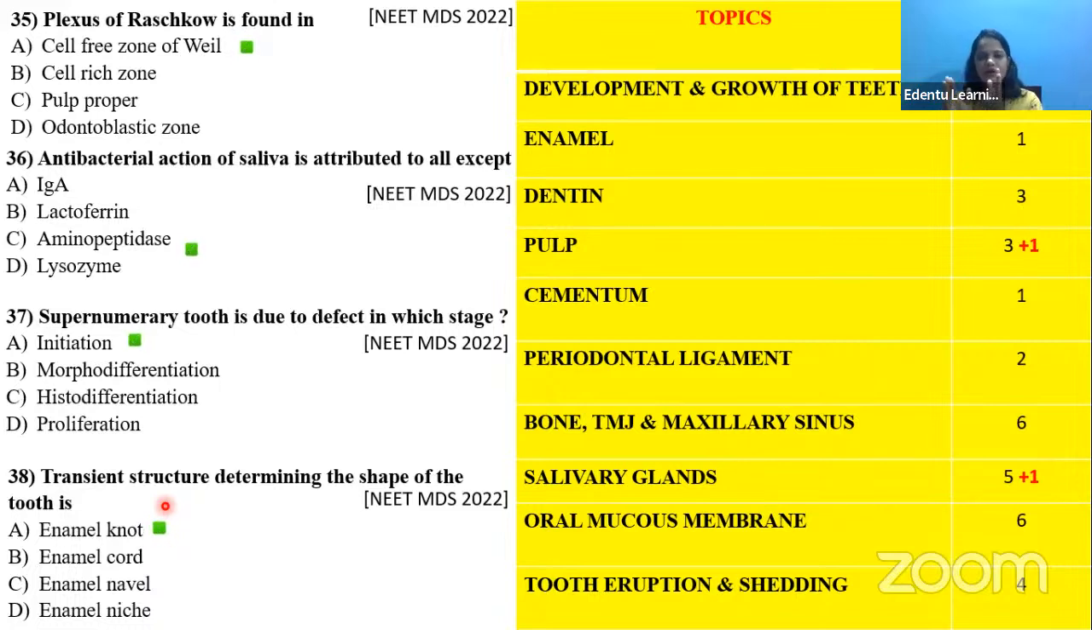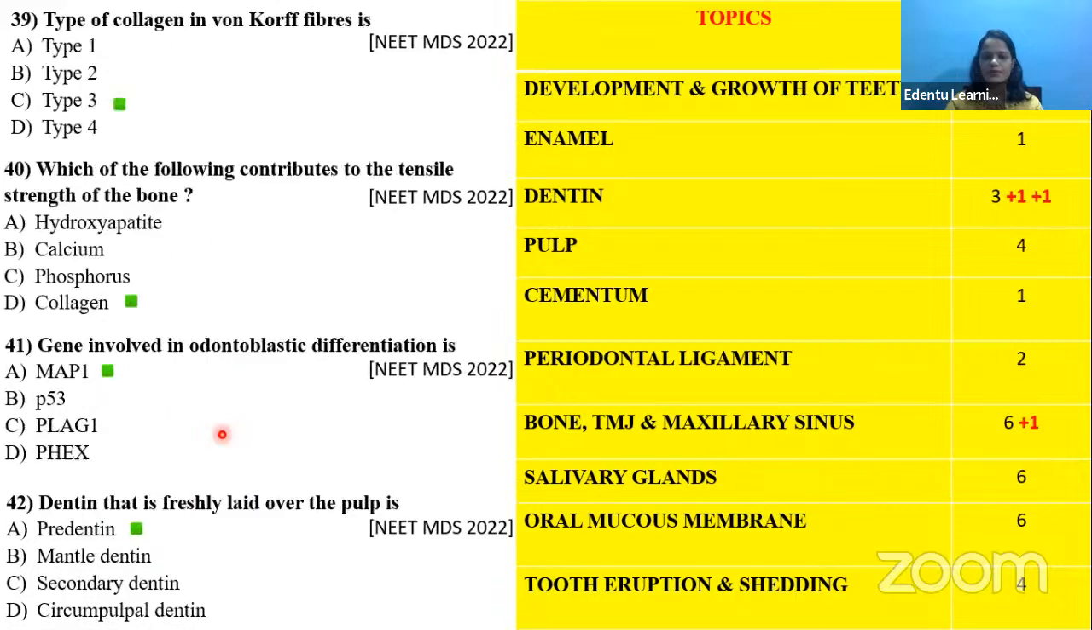Okay, only till the cap stage these structures will be present. Then when it progresses to the bell stage, these structures will vanish. Such structures are called transient structures. One such transient structure is the enamel knot, and it is extremely important in cusp morphogenesis. It is mainly like a designer of the tooth. So we can put it under the development topic.